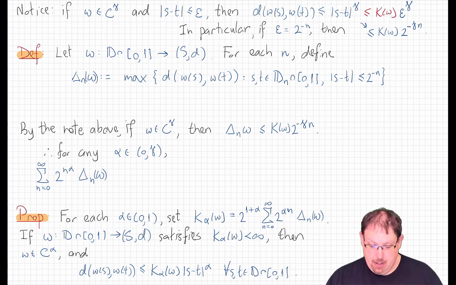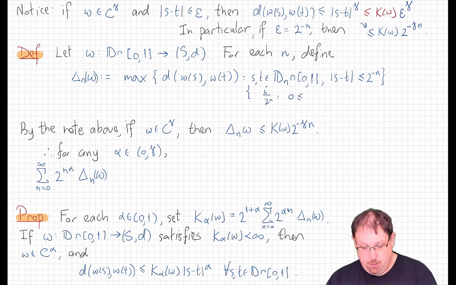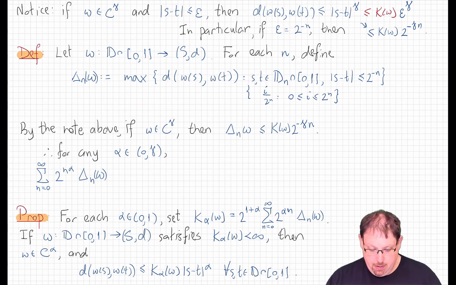And based on our various characterizations of dyadic rationals, this is really a maximum because this set here is the set of the form i over 2 to the n, where 0 is less than or equal to i is less than or equal to 2 to the n. That is the collection of all such times for s and t are sampled from here. And so this is a maximum over a set of size 2 to the n squared.